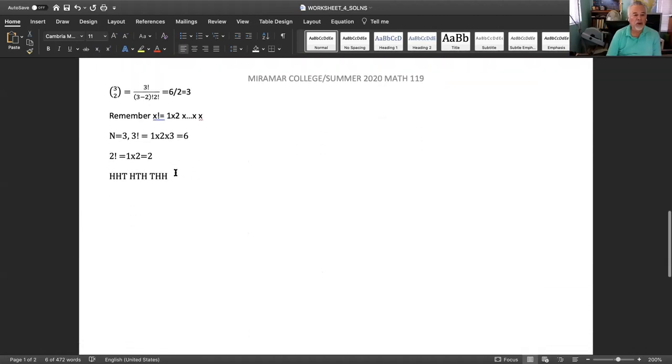Okay, so let me do one more problem here. Let's suppose we toss the coin 10 times. So let's put it here. So we'll let n equal to 10. And how many combinations or how many sequences of heads and tails do we get if we toss the coin n times with exactly, let's say, with exactly 5 heads? Okay.